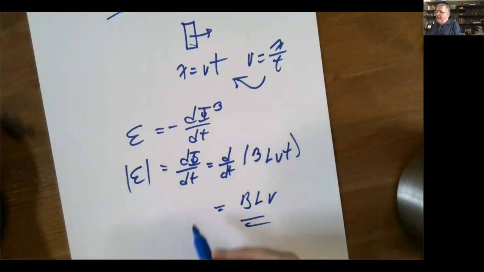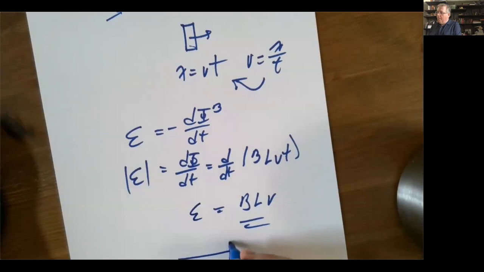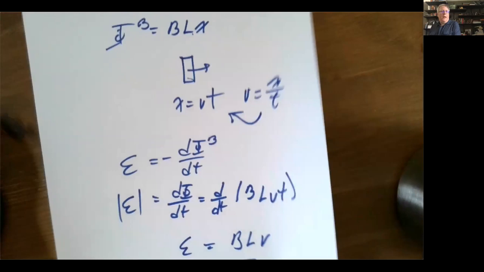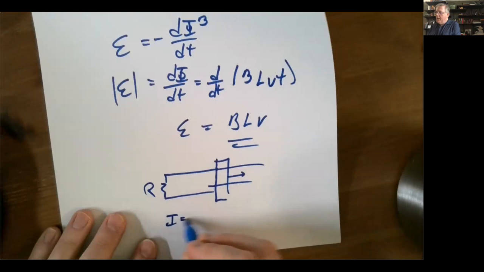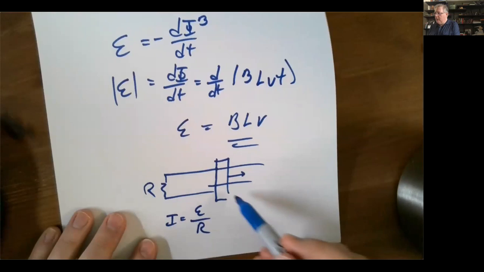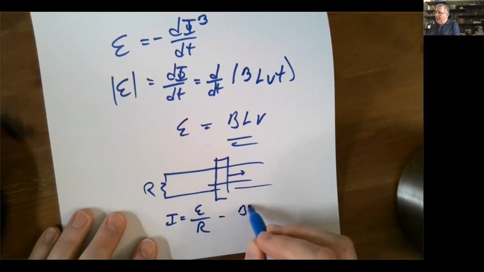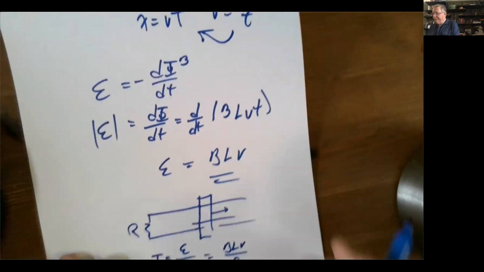And then let's say I put a resistor in there as I'm moving that rod to the right. If I put a resistor R in there, then the current that's going to run through is going to be epsilon over R, because this is just acting like a DC circuit, just like the ones we've analyzed many, many times. So the current here would be BLv over R, and that'll tell me how much current I have.